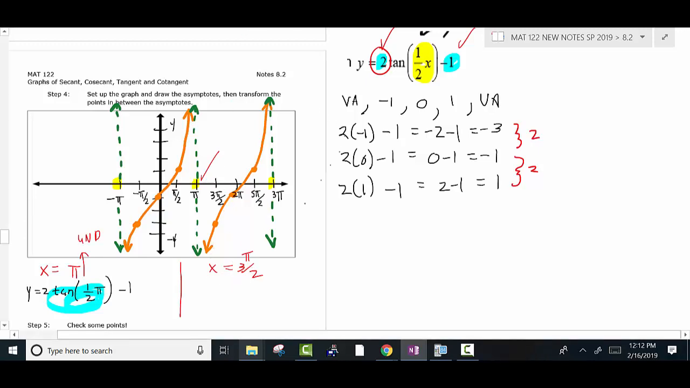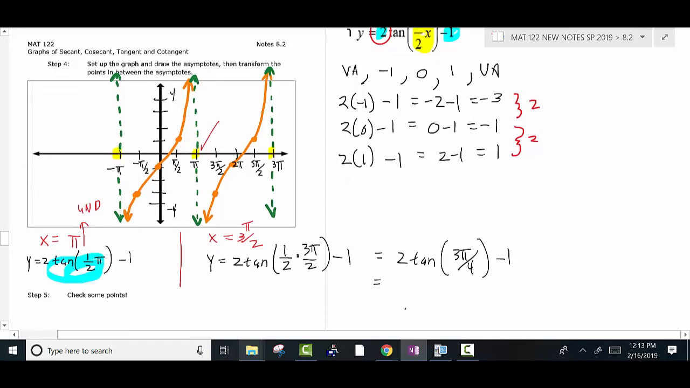Now I'll move to 3 pi over 2, so I'll have y equals 2 tangent of 1/2 times 3 pi over 2 minus 1. Well, that ends up giving you 2 tangent of 3 pi over 4 minus 1. If you look on the unit circle at 3 pi over 4, the tangent of 3 pi over 4 is -1. So you get 2 times -1 minus 1, so you get -3.